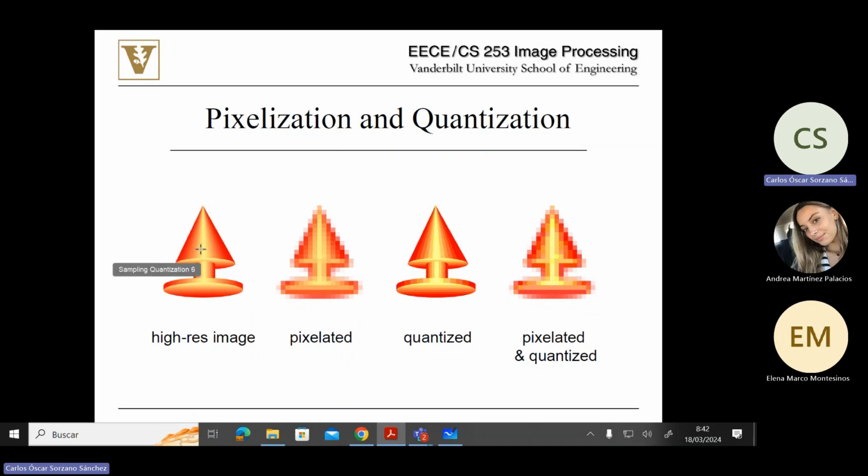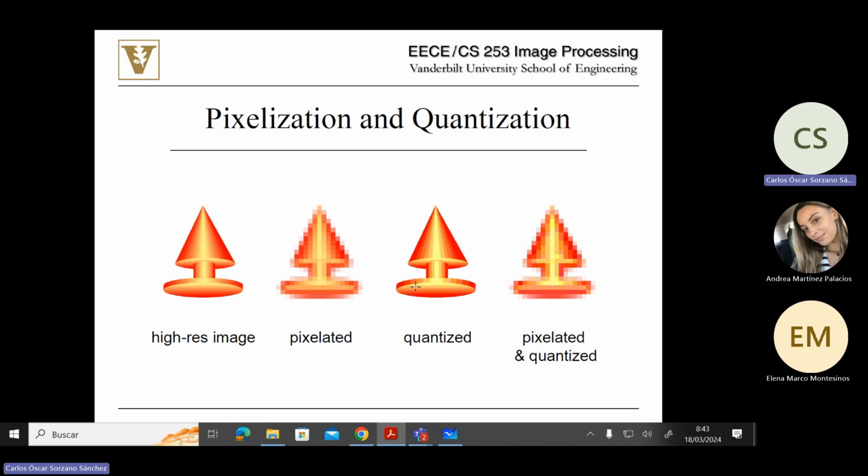So we have a high resolution image. Now this is already in the computer, so this is a digital image, and then we have the pixelated image, in which what we see is that what we are doing is increasing the pixel size. So now the pixel sizes are bigger here.